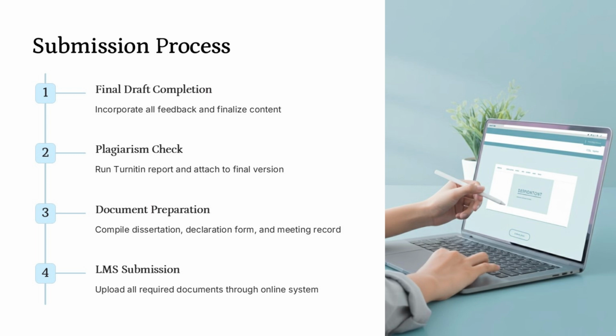First, you'll want to incorporate any remaining feedback and finalize the content of your dissertation. Next, run a plagiarism check using Turnitin and attach the report to your final version. Then, compile your dissertation document, the declaration form, and any meeting records into a single package. Finally, upload all the required documents through the online submission system in the LMS.